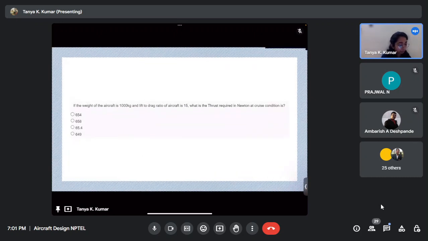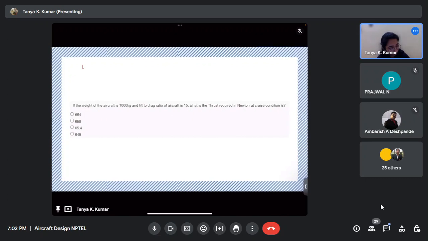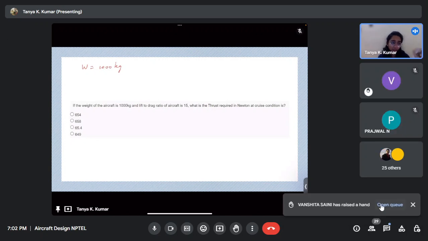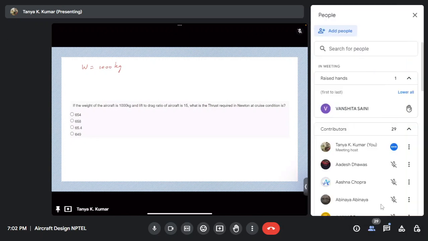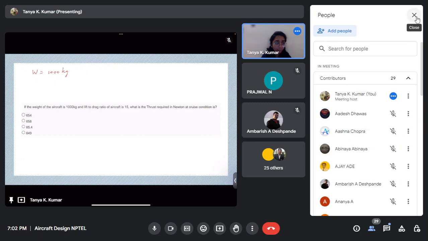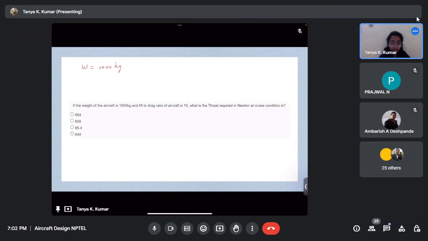If the weight of the aircraft is 1000 kgs and lift to drag ratio is 15, what is the thrust required in Newton at cruise condition? I think it's a fairly simple question. Let's just write down the quantities. So weight is 1000 kgs. Immediately just write down gravitational constant. Just a minute. Okay. So it's not given in Newton, so just immediately put that 9.81 so you don't make a mistake. Then they've given you lift to drag ratio, which is 15.